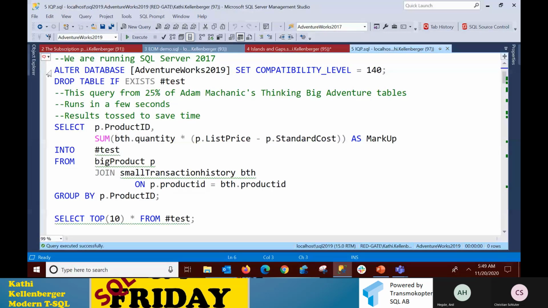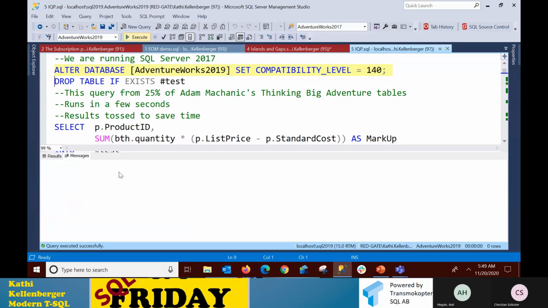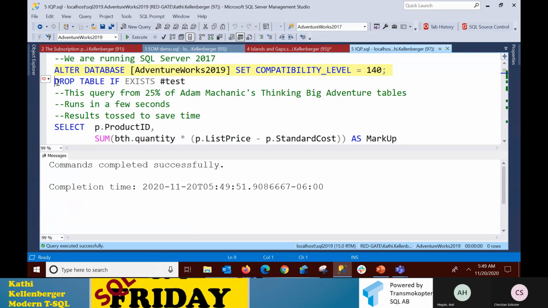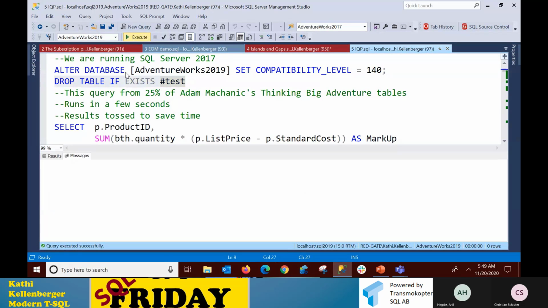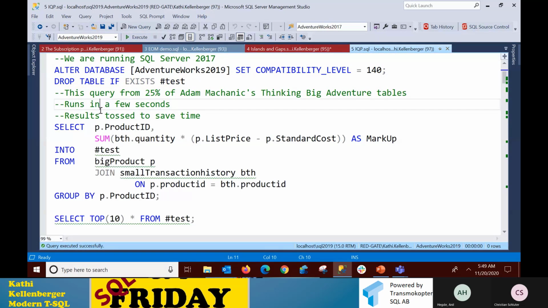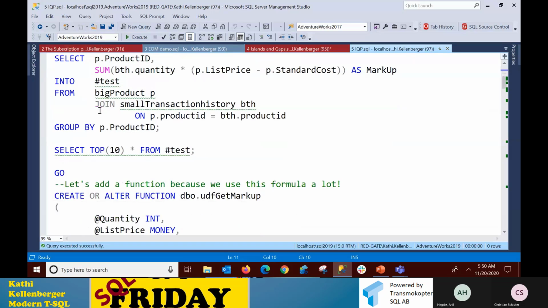So the big way to turn these features on and off is by just changing the compatibility level of the database. Okay, so that's one way you can turn them on or off. So I'm going to start with this off. And here's one of those I mentioned, drop table if exists. I'm using the AdventureWorks mechanics table again, and I'm tossing the results into a temp table.